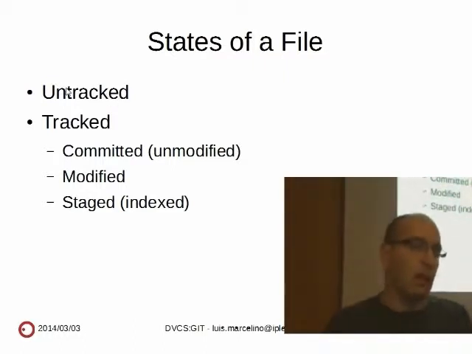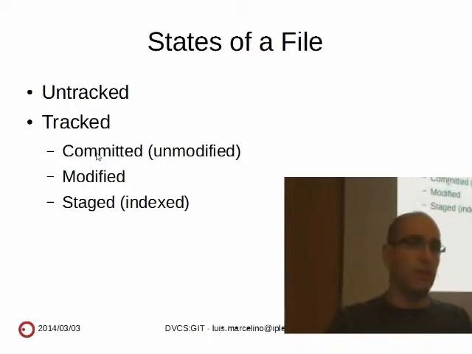It's probably some large library that will be shared or available from some other source. So there are many reasons for not having some of the files tracked by Git. Those files that are tracked, they have three possible states.